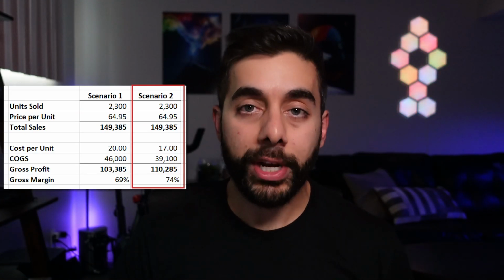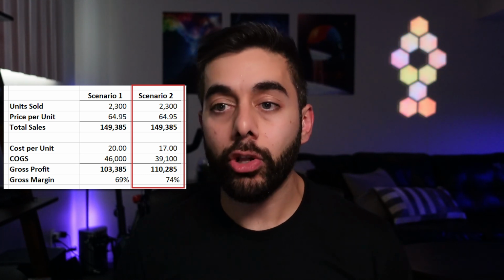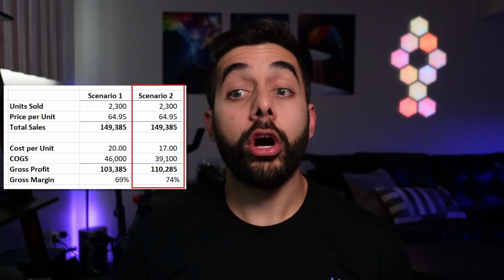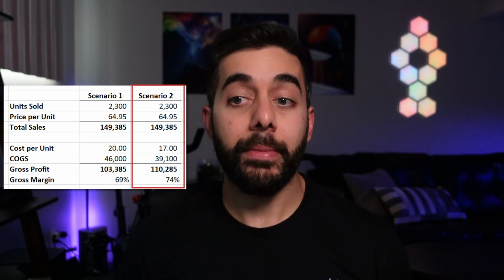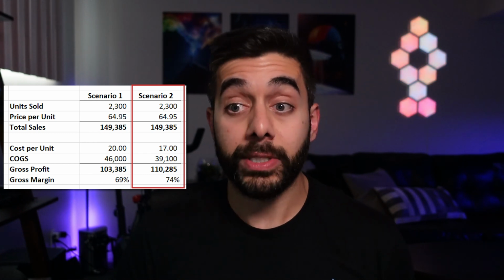So now looking at the same example, in scenario 2, I'm still selling 2,300 units at $65 a pop, but here my cost per unit is $17 instead of $20. That means my COGS goes from $46K to $39K, my gross profit goes up from $103K to $110K, and my gross margin goes from 69% to 74%. This is why it's so important to focus not just on your revenue, but the cost of your goods as well. As you're able to scale and get those cost per units down and negotiate better shipping agreements, you can find a lot more profit for the same amount of revenue.